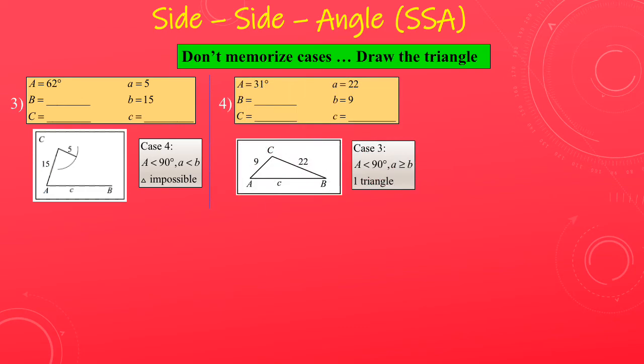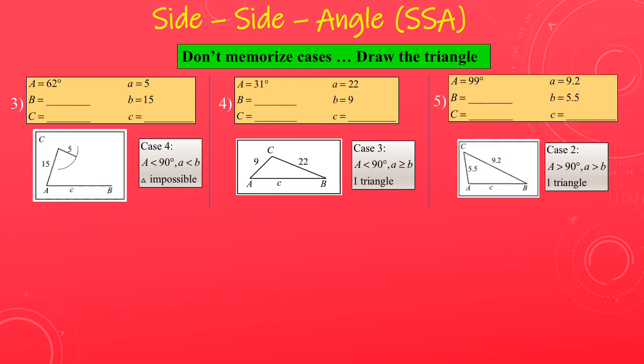In number 4, A equals 31 degrees, little a equals 22, and little b is equal to 9. In drawing the picture, again, angle A is fixed, which means that the position of little b equaling 9 is fixed. It should be clear then that it is possible to draw a line segment of length 22 from C down to line segment AB, wherever B is. So this is case 3, where A is less than 90 degrees and little a is greater than or equal to little b. There is one triangle possible.